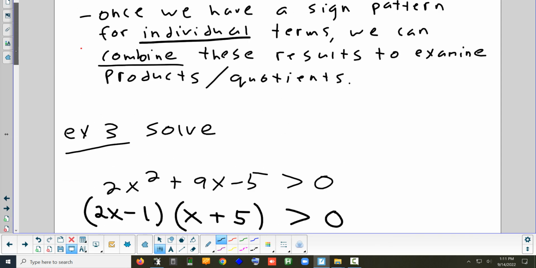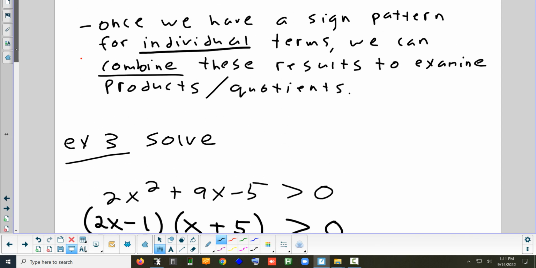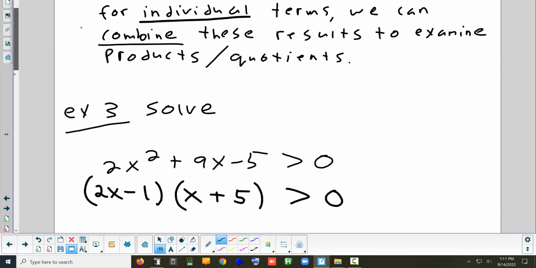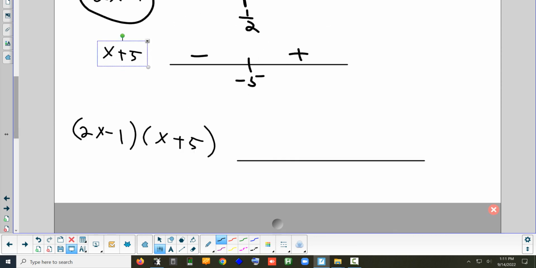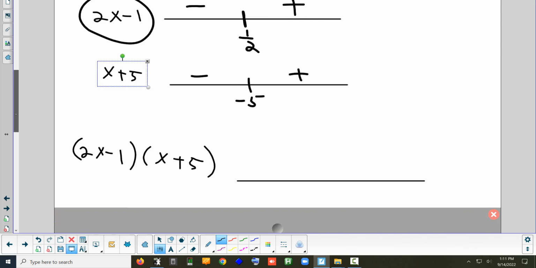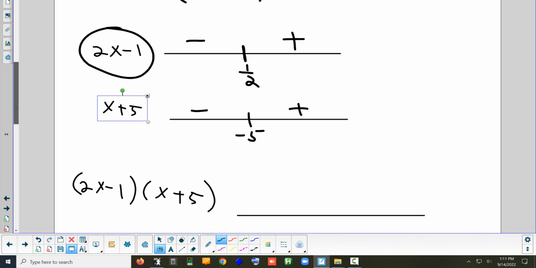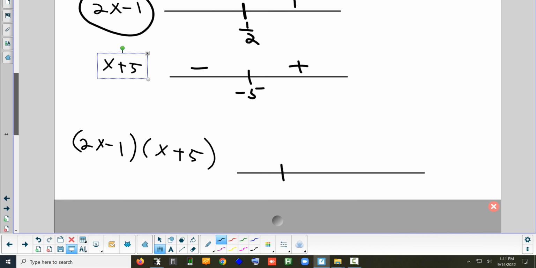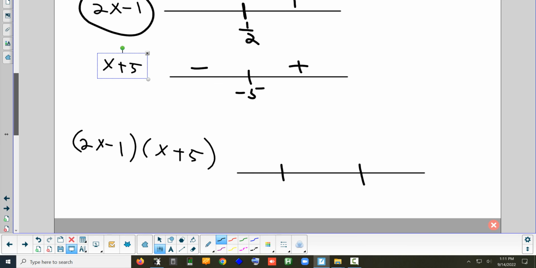Now the last step, combine them to get the final answer. So we're going to make one number line that represents the product of these two. So mark both roots on the same number line. Doesn't have to be to scale, just mark both of them. They do have to go in order from low to high. This is negative 5. This is 1/2.